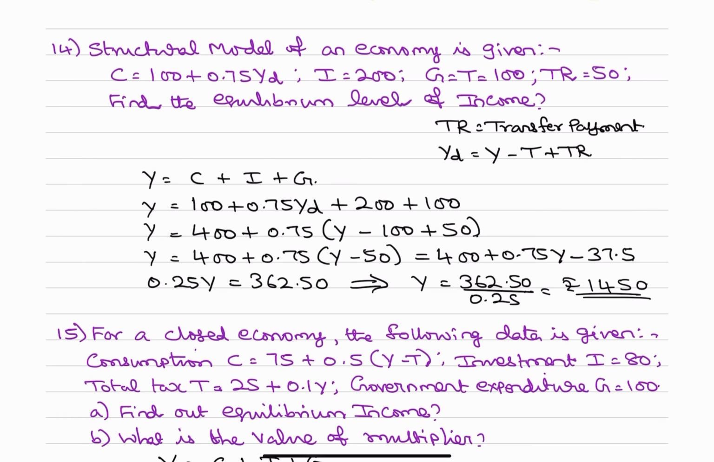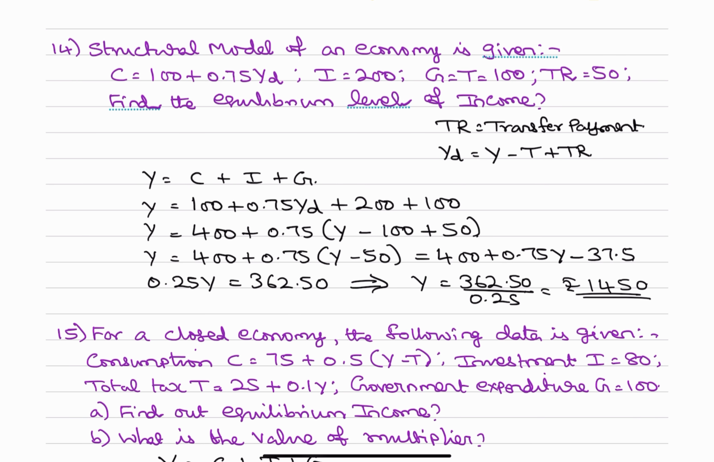14th, structural model of an economy is given. C is equal to 100 plus 0.75 YD, I is equal to 200, G is equal to T is equal to 100. So the government's budget is balanced. TR, that is transfer payment, is equal to 50. Find the equilibrium level of income.